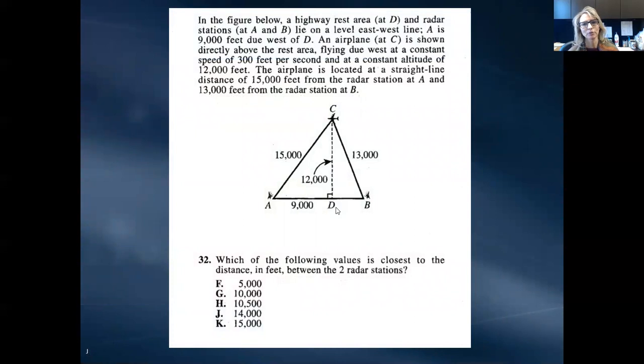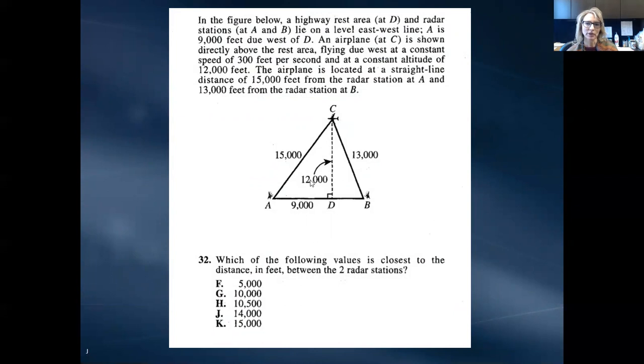All right, in the figure below, a highway, this is kind of a long word problem, but it's not hard once you get down to it. A highway rest area at D and radar stations at A and B lie on a level east-west line. A is 9,000 feet due west of D. An airplane at C is shown directly above the rest area, flying due west at a constant speed of 300 feet per second and a constant altitude of 12,000 feet.